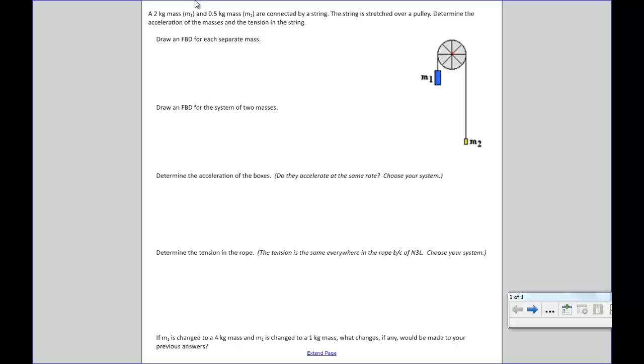Make sure that you make it qualitatively accurate, meaning that arrows that are the same length are the same length. Arrows that are bigger are bigger. Arrows that are smaller are smaller.